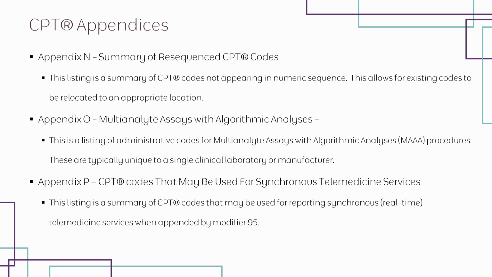Finally, turn to Appendix P. Appendix P provides a summary of CPT codes that may be used to report synchronous telemedicine services, which are real-time interactive services between a provider and a patient. These codes can be reported with modifier 95 to indicate that the service was provided via synchronous telecommunication technology. As telemedicine services continue to expand, Appendix P serves as a helpful guide for identifying which codes are eligible for telemedicine reporting.